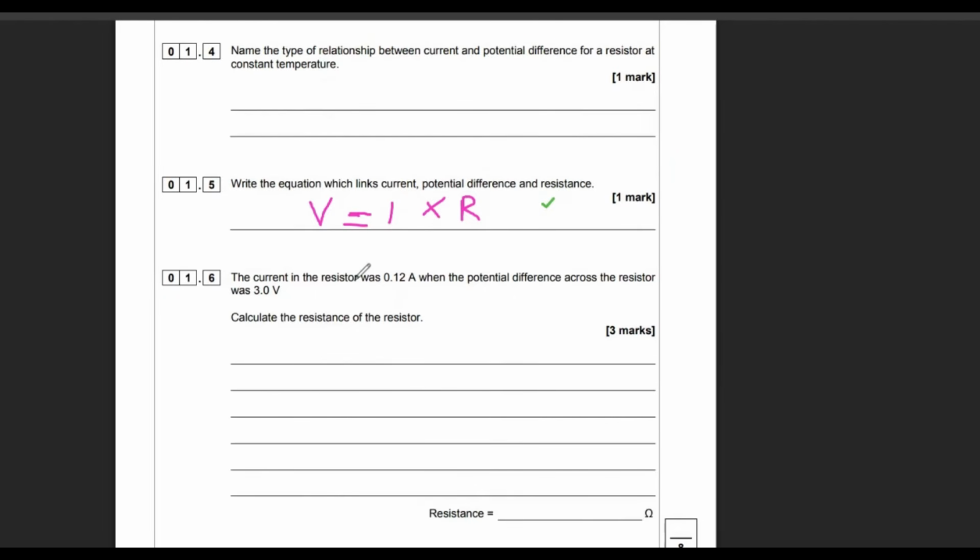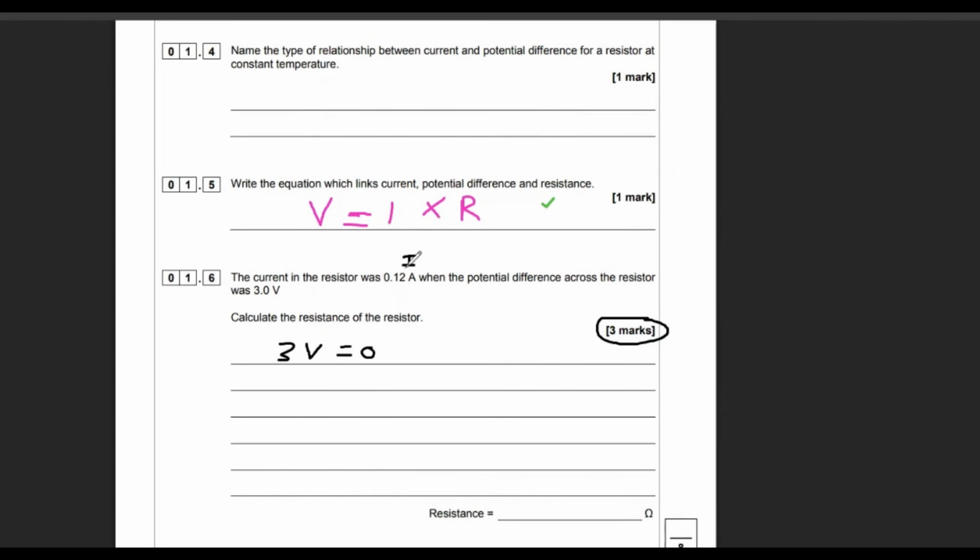The current in the resistor was 0.12 amps. When the potential difference across the resistor was 3 volts, calculate the resistance. It's a 3 mark question. So all you need to do to get those 3 marks is put the correct answer. But just in case you don't put the correct answer and you make some sort of error, just substitute these letters for the numbers.